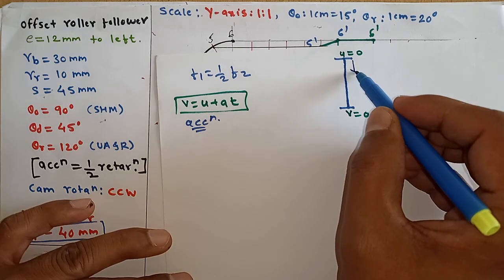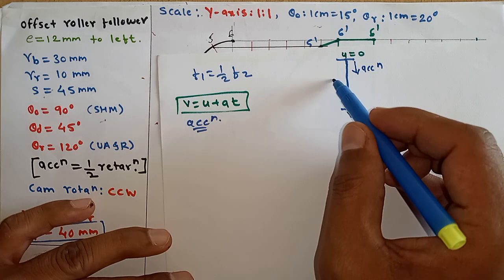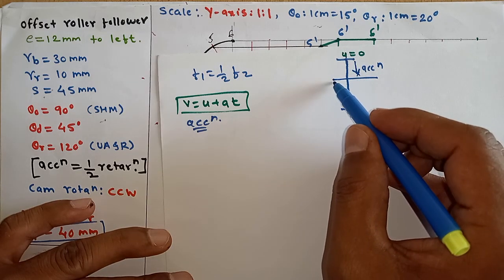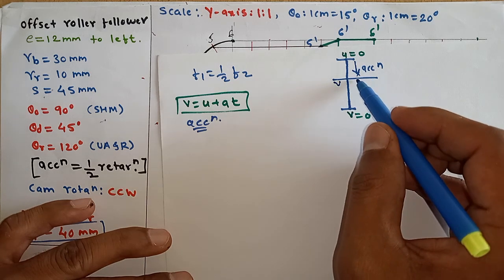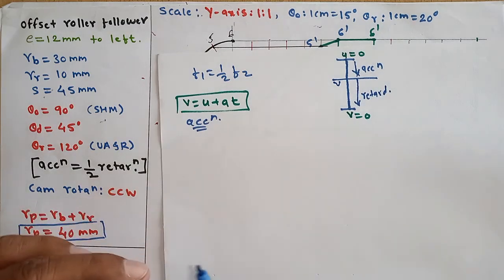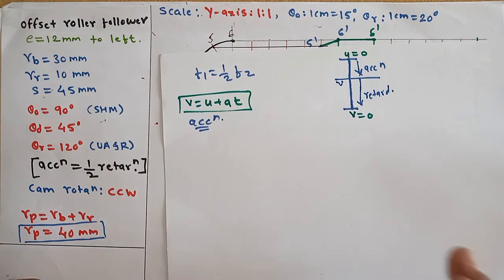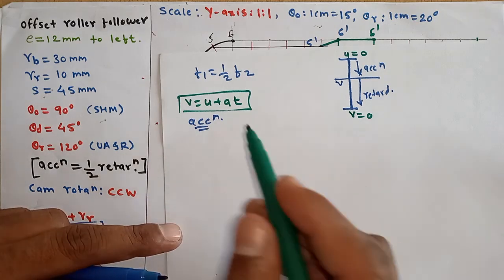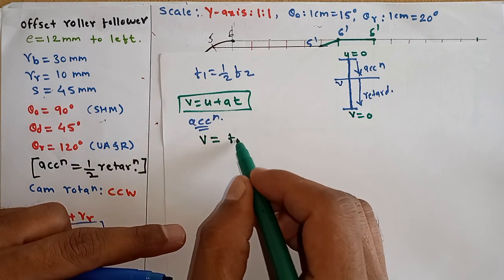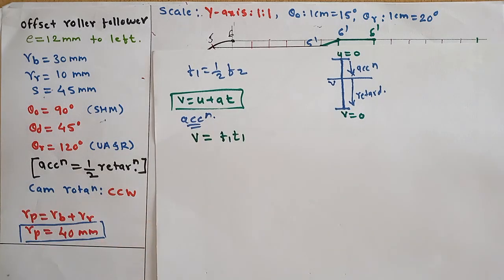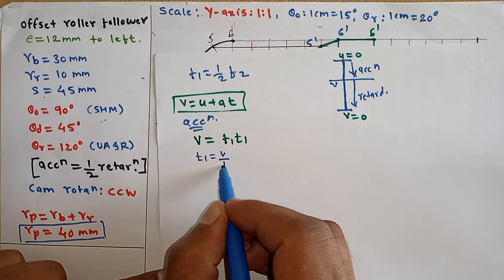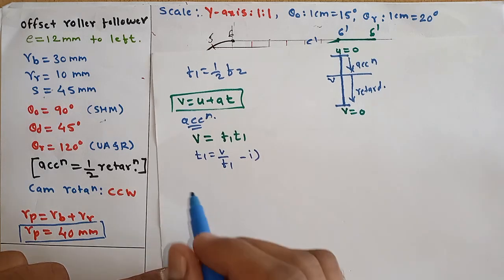During some period of time it is accelerating, and at the end of acceleration it will gain the velocity v, and after that it will retard. So during acceleration the initial velocity is 0, so we can write this equation as v equals f1 t1, where f1 is the acceleration and t1 is the corresponding time. So t1 is v upon f1. Let us call this equation number 1.